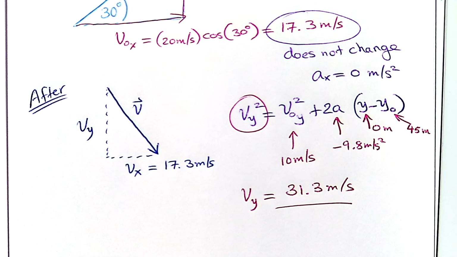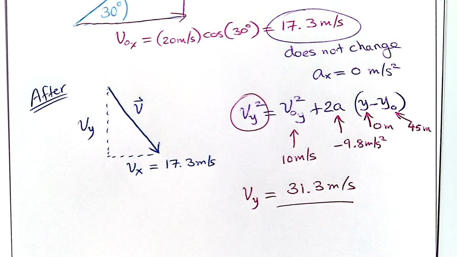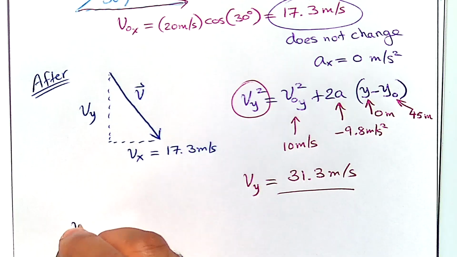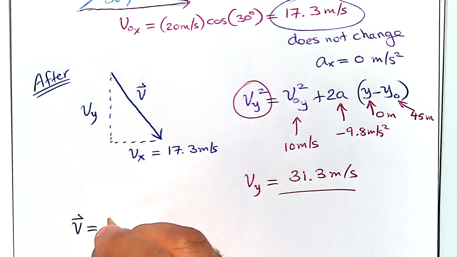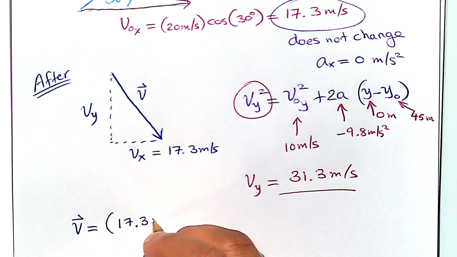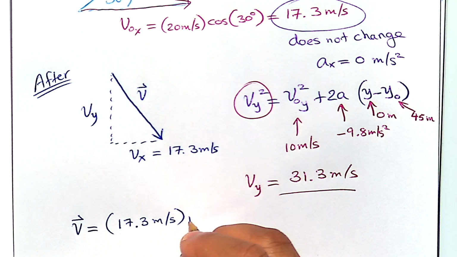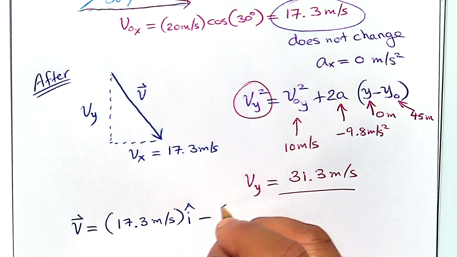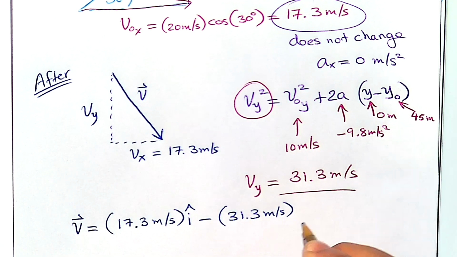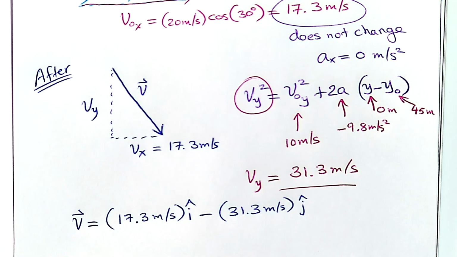So don't throw that in just yet. Okay, because what we've done is figured out the vector of velocity at the end, and we can now put all the pieces together, right? So it's 17.3 meters per second in the i hat direction minus 31.3 meters per second in the j hat direction, right?